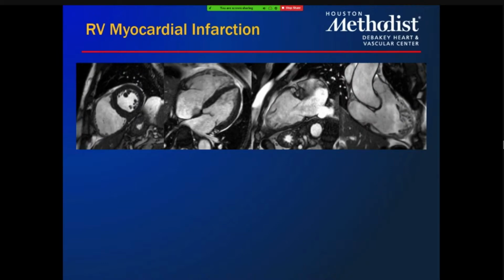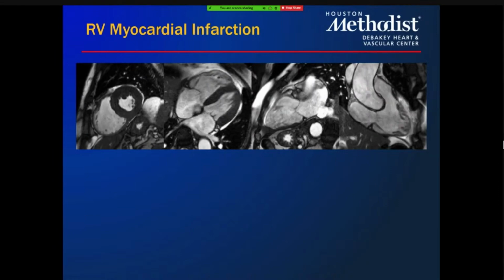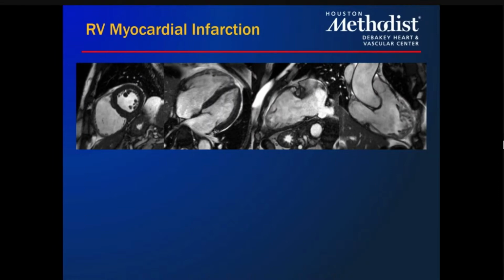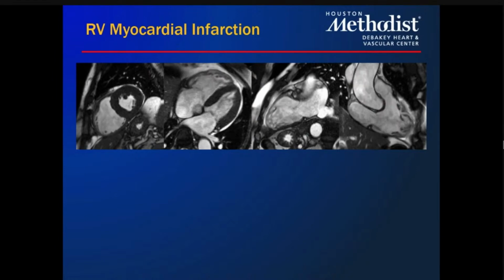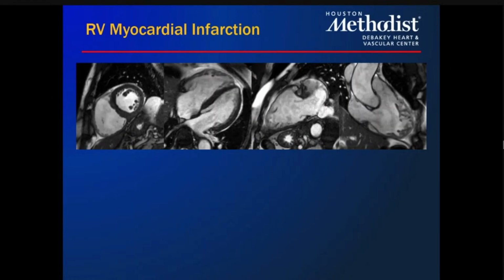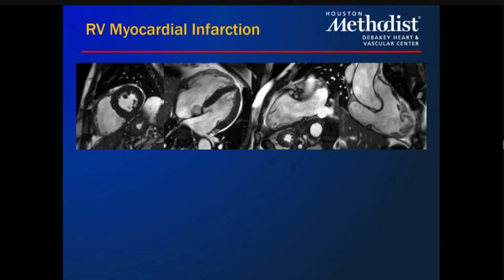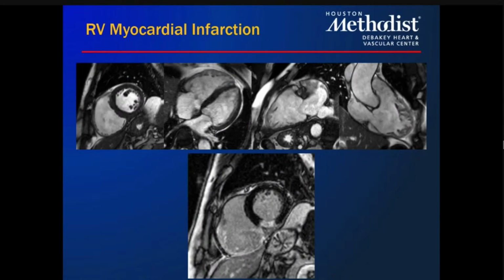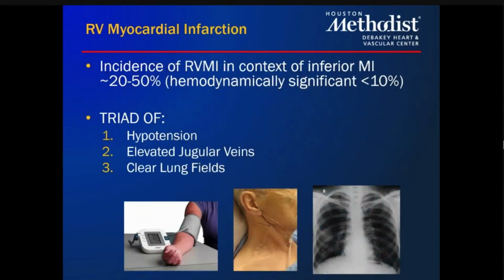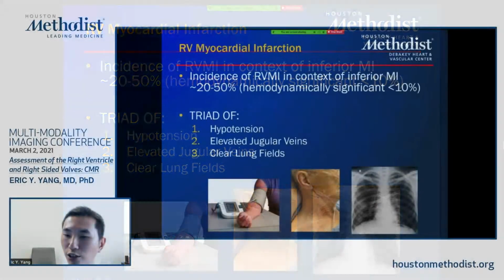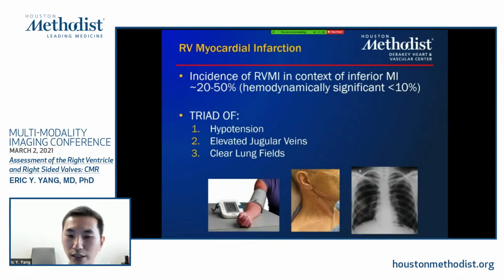Remember, I said much earlier that the RV is usually spared in terms of ischemia. In this case, this patient was not spared with the infarct, and so the RV had gone out. So when RV infarct does occur, it's a pretty serious issue because we've all been taught in medical school that this presents with a triad: hypotension, elevated jugular veins, clear lung fields.